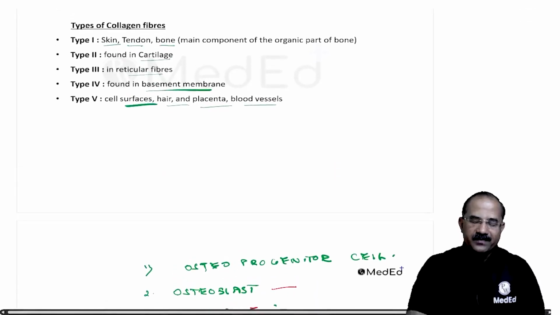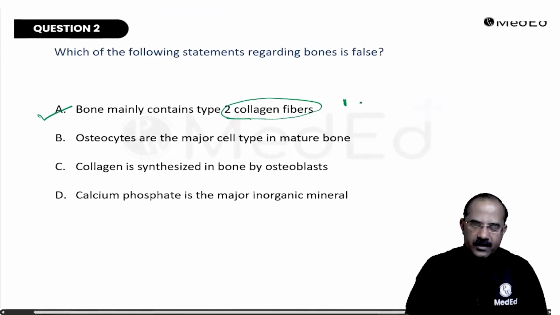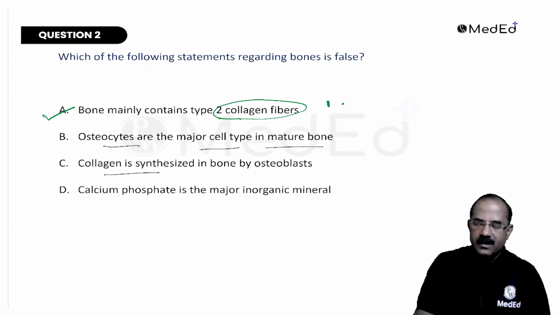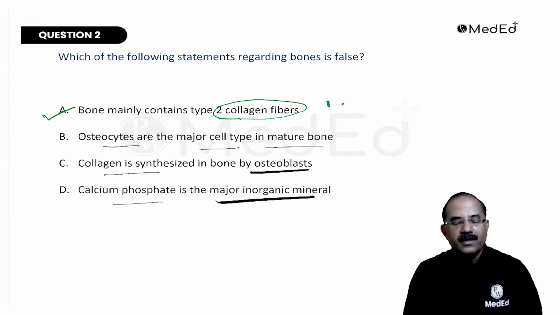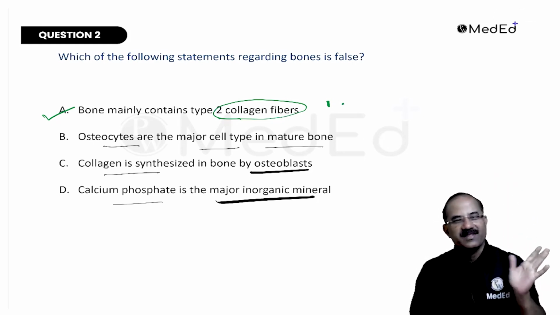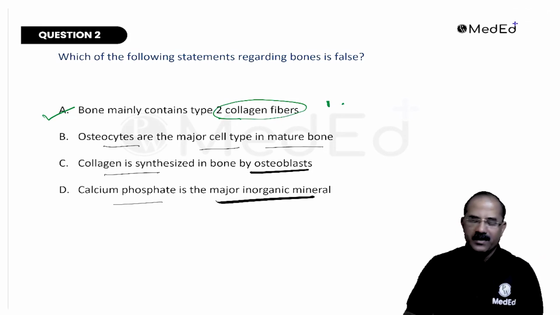Very good. So see the options now. Osteocytes are the major cell types in mature bone. Yes, collagen is synthesized by osteoblast. Calcium phosphate is the major inorganic material. Yes, fine. So the answer is A for this. Perfect. Very good.